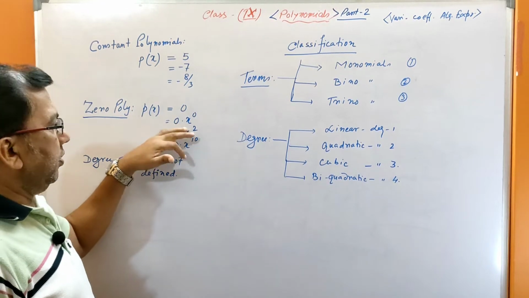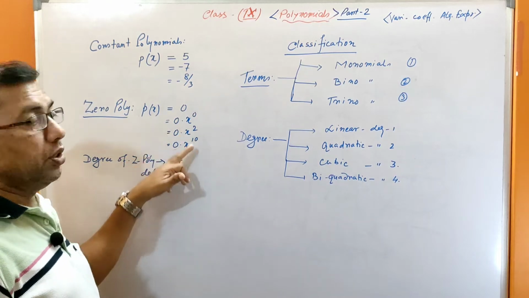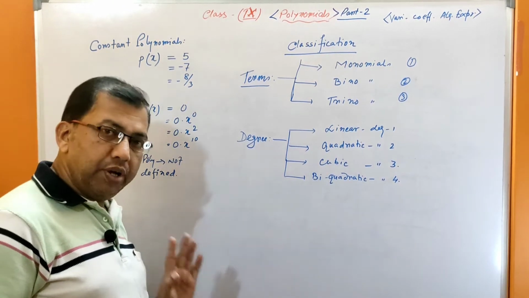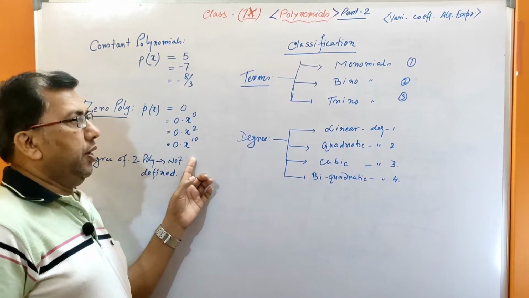So, what is the degree of the zero polynomial? The degree of the zero polynomial cannot be defined. Clear? From this, we can say.